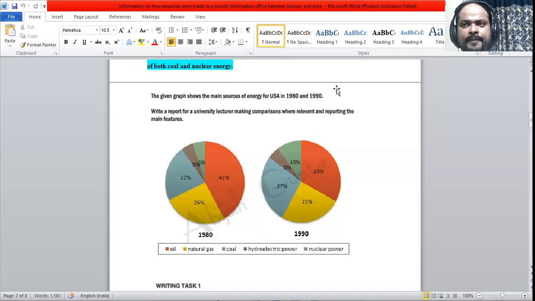Now, when we compare 1980 with 1990, we have some changes there, some increases and decreases. So 42% has declined to 33%, 26% declined to 25%, 22% increased to 27%, 5% increased to 10%. These are the changes, so we need to focus on the changes there.